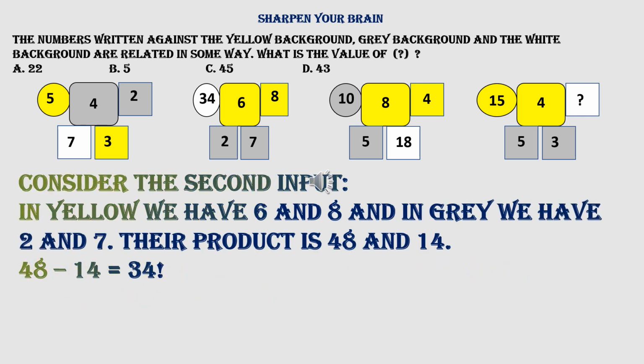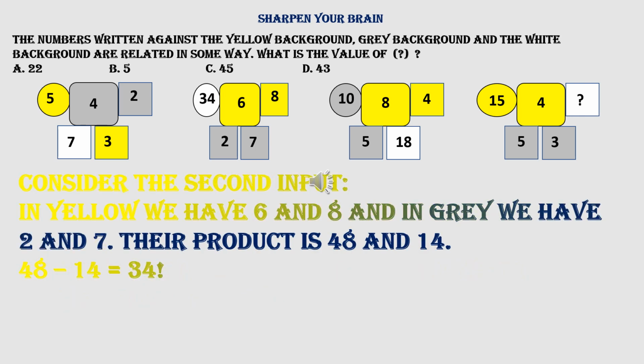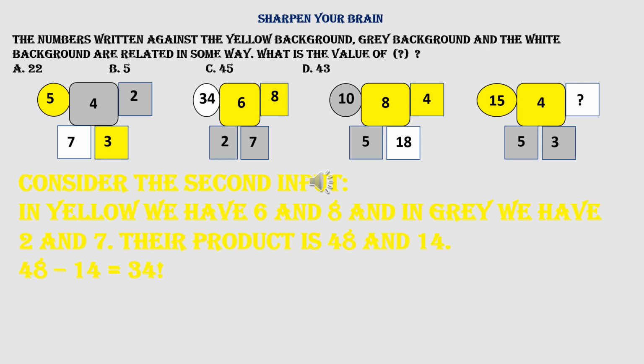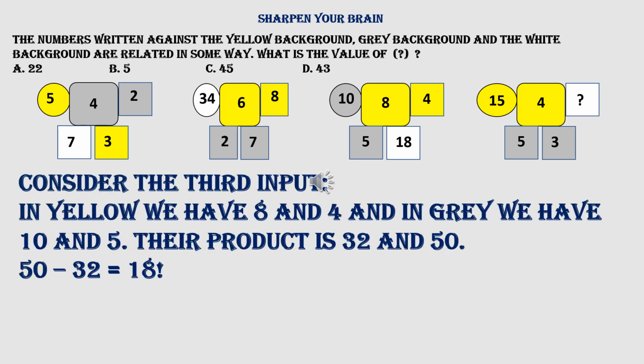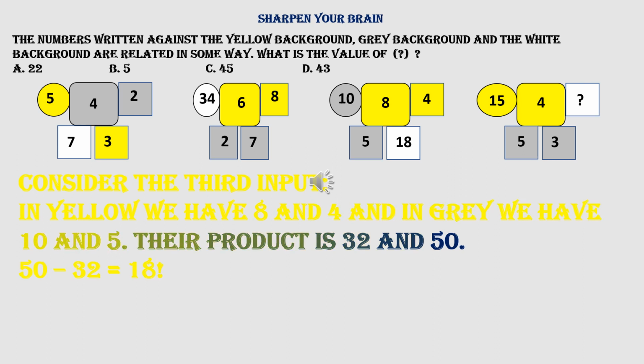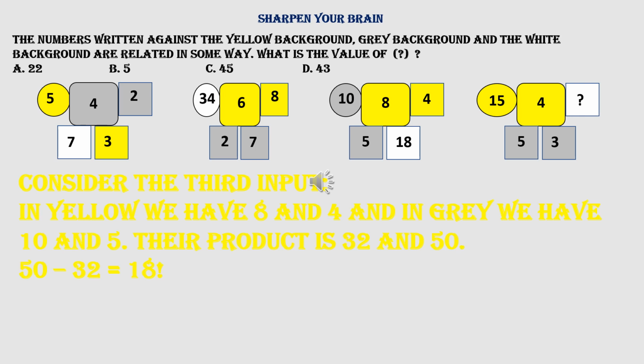Consider the second input. In yellow we have 6 and 8 and in gray we have 2 and 7. Their products are 48 and 14. 48 minus 14 equals 34. Consider the third input. In yellow we have 8 and 4. And in gray we have 10 and 5. Their products are 32 and 50. 50 minus 32 equals 18.